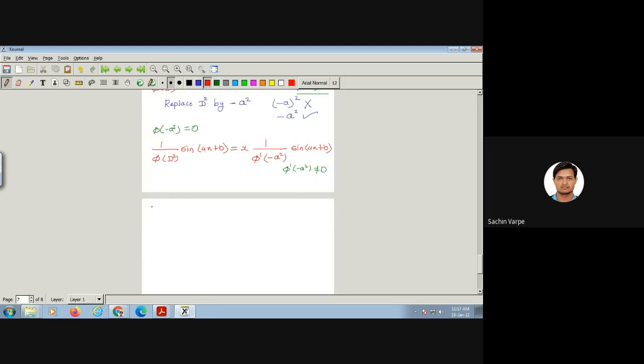I'm writing for the cos similarly. 1 upon phi of d square operated on cos of ax plus b can be written as 1 upon phi at minus a square into cos of ax plus b, provided that phi of minus a square must be non-zero. Is this point clear?